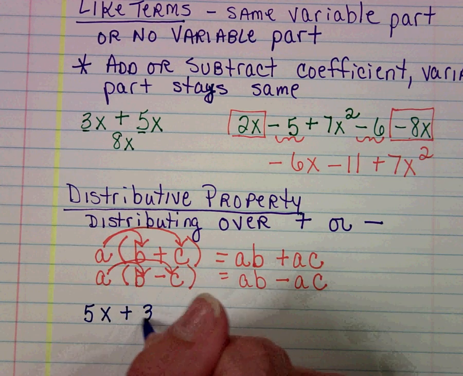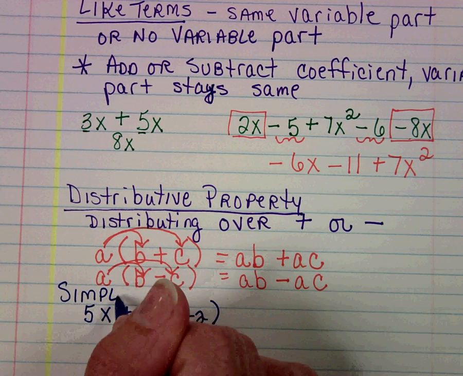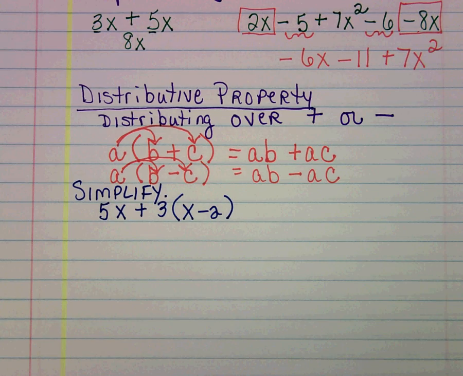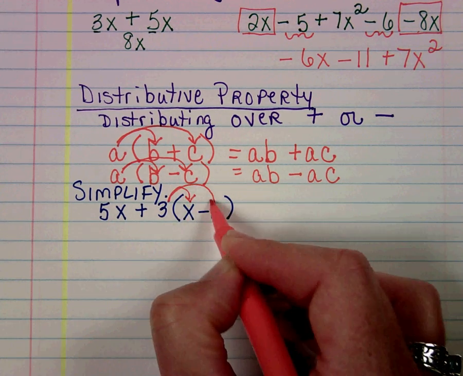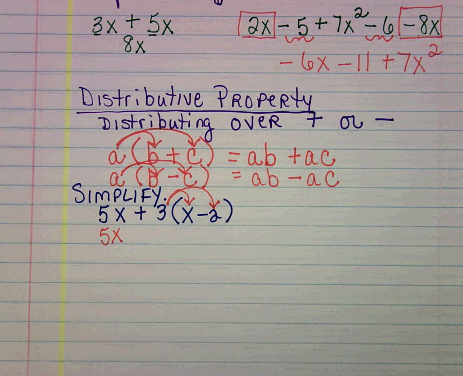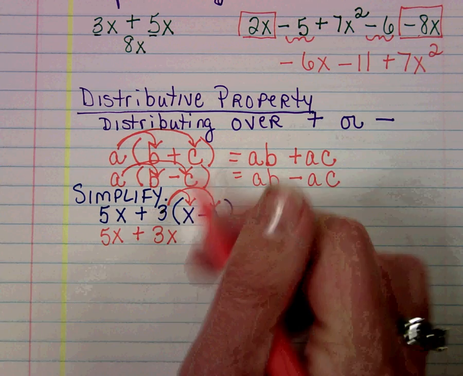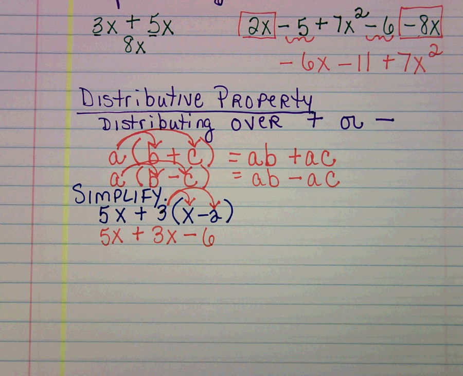5x plus 3 times x minus 2. The directions here would say simplify because this is an expression. There is no equal sign, so it is an expression. The first thing we have to do is distribute. The 3 is what gets distributed over the subtraction. The 5x is going to stay 5x for right now. We're going to say 3 times x, which is 3x, 3 times negative 2, which is negative 6. That would be applying the distributive property.